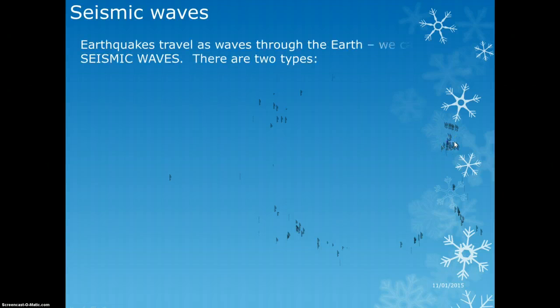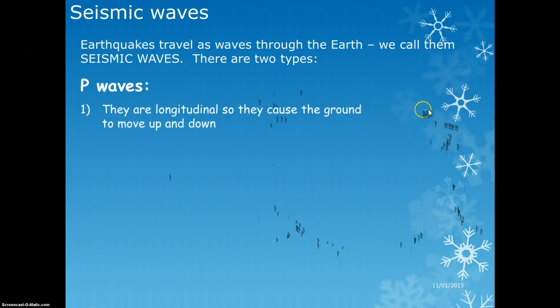Okay, so we're looking at seismic waves right now. Seismic waves are just the name for earthquakes and how earthquakes travel. They come in two different types. There are P waves, which stands for primary waves, so first, and that's because they get there first. These are the faster waves.